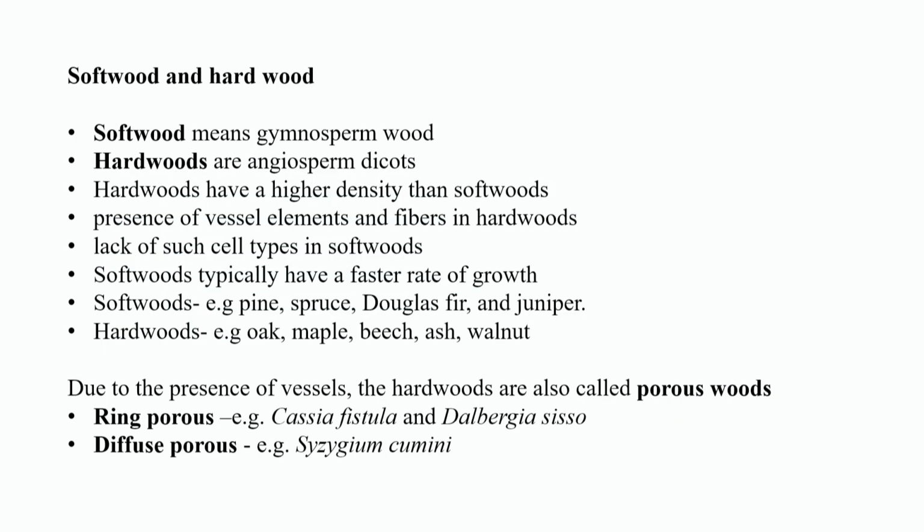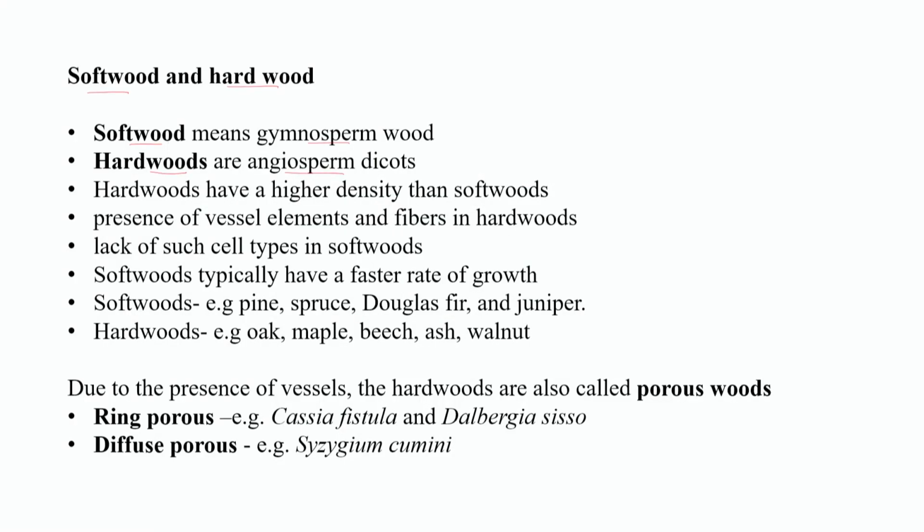Now another term you would have heard of is softwood and hardwood. In the commercial or common sense, softwood means gymnosperm wood, whereas hardwood means angiosperm wood. When you hear of softwood, it is obtained from gymnosperms, because gymnosperms have a very huge diameter and many woods are obtained from them, like spruce, pine, and many other species of gymnosperm, and hardwoods are angiosperm.